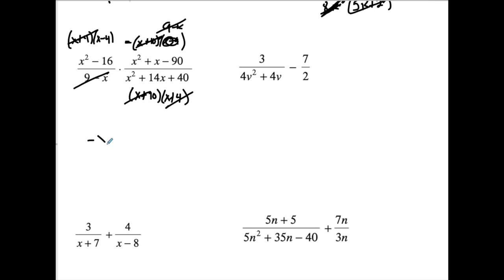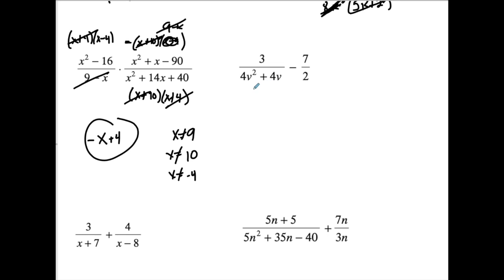So I've got negative x minus 4. Or rather, I guess, distribute, and I get negative x plus 4. And everything on the bottom is canceled. Excluded values: x cannot be equal to 9, x cannot be equal to 10, x cannot be equal to negative 4. And here it is equal to positive 4.